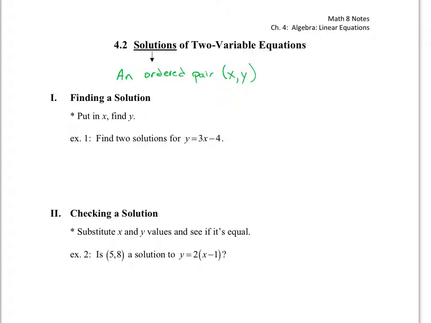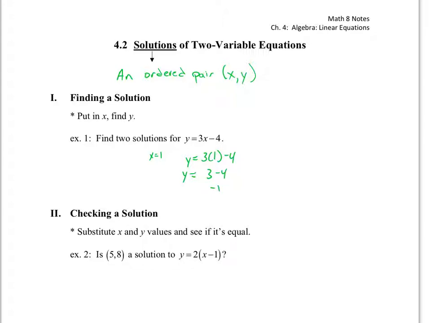Sometimes it's going to say you need to find a solution. To find a solution, we put in a value for x and we find y. So find two solutions for y equals 3x minus 4. So put a value in for x. What do you want to use? Pick something easy. 1. There we go. So if x equals 1, then y equals 3 times (1) minus 4. 3 times 1 is 3. 3 minus 4.